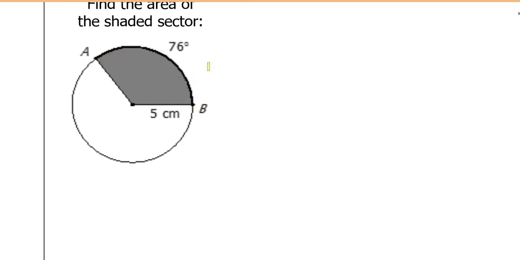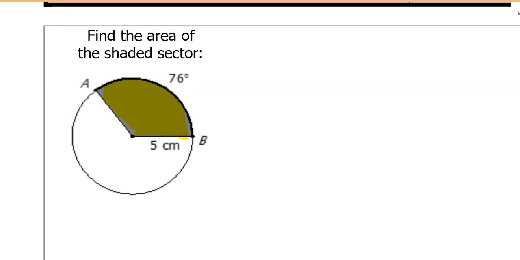Instead, I'm interested in this entire shaded area. So find the area of the shaded sector. The word area is what tips me off that I'm going to go with one of my area formulas. As we did before, I'll try it with the first version of the formula, and then I'll try another with the second version, and you can do it whichever way you want to.